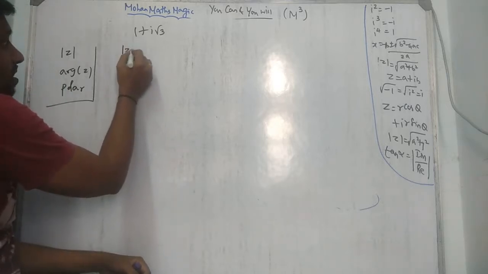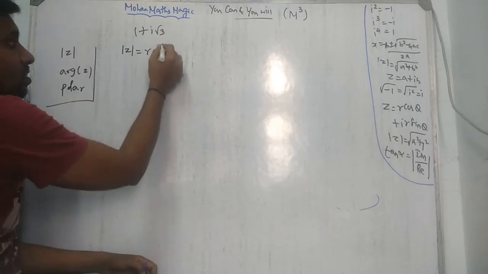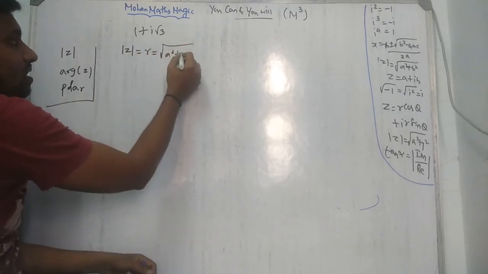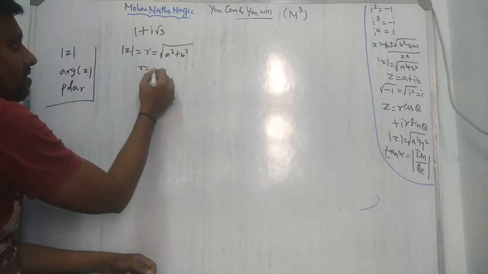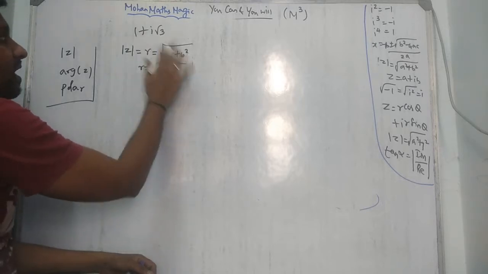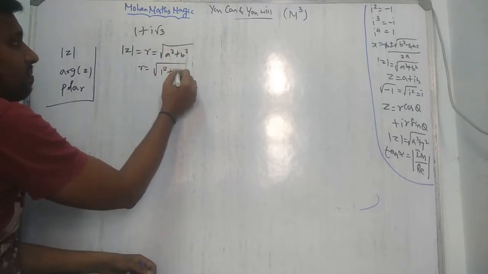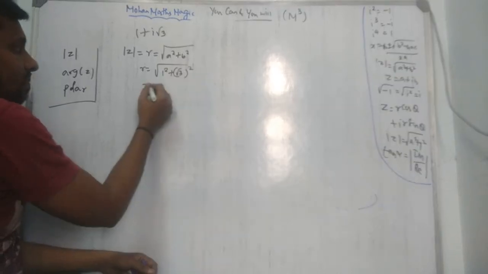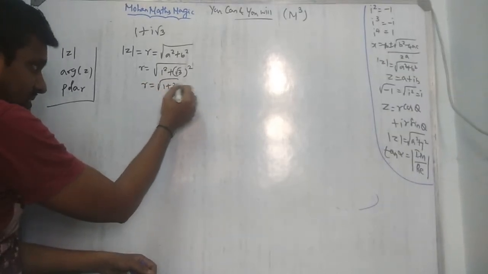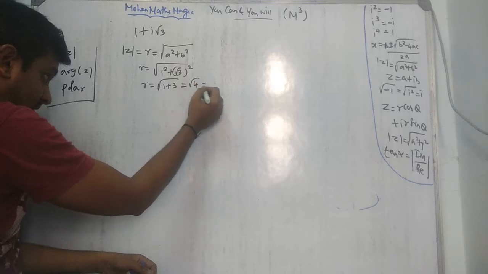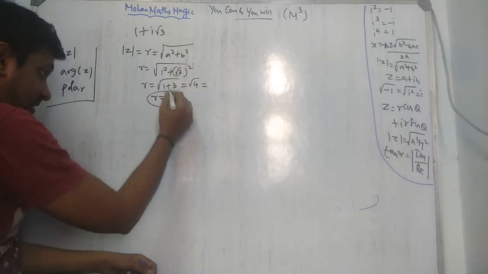How to find the modulus? Modulus of z, r, is the square root of a square plus b square. R equal to square root, a is the real part, b is the imaginary part. 1 square plus root 3 square. R equal to square root of 1 plus 3, root 4. Root 4 is r value 2. So r value found out.